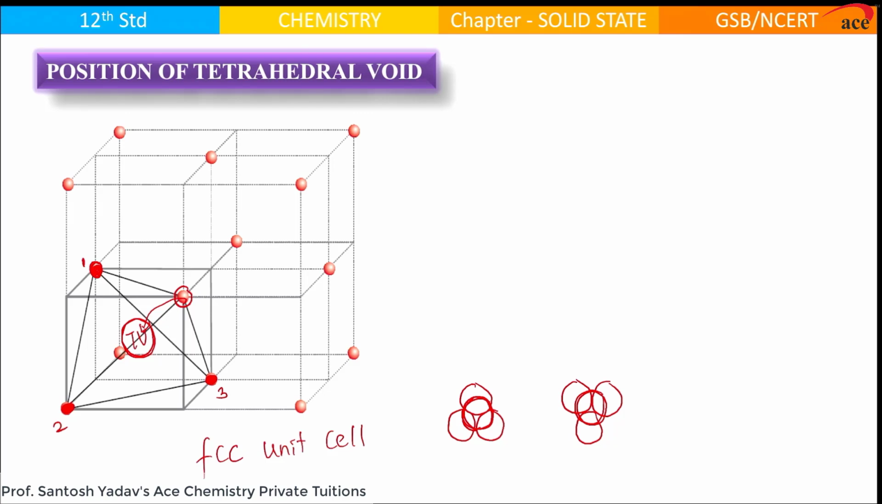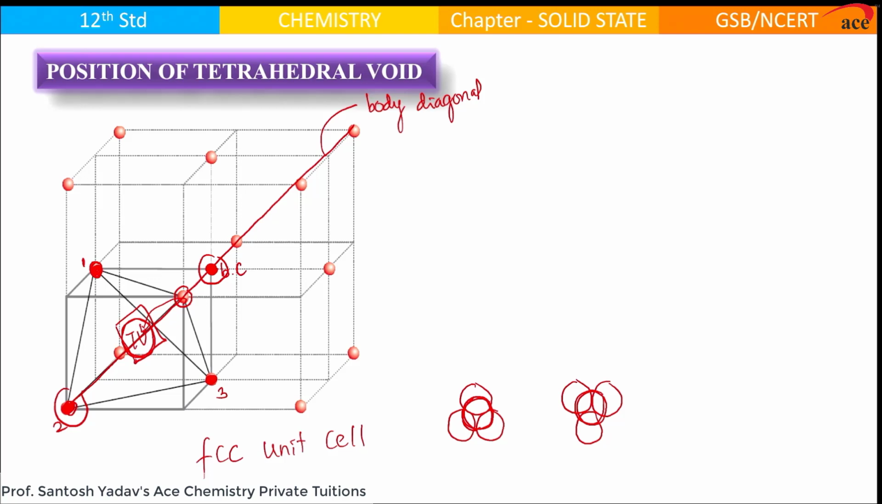A better imagination is from here to here. If you draw a line, it is called the body diagonal. On that body diagonal, this is the body center. I will write BC, and this is your sphere. Between the body center and the sphere, the void that you get is called a tetrahedral void. So a tetrahedral void is like this.